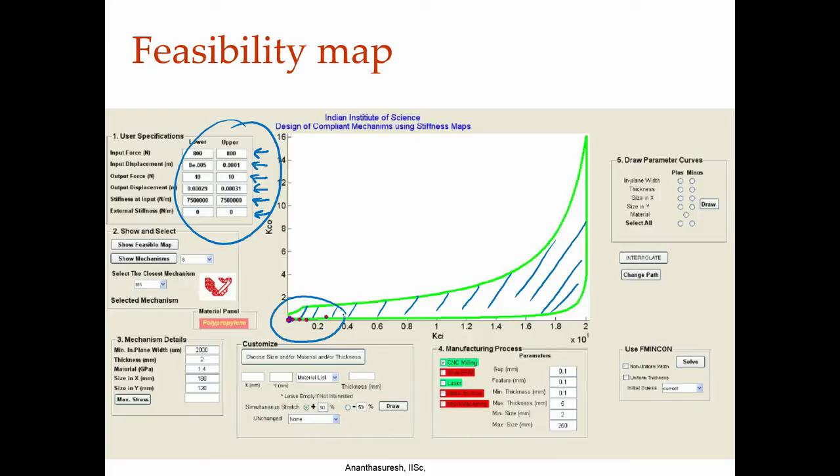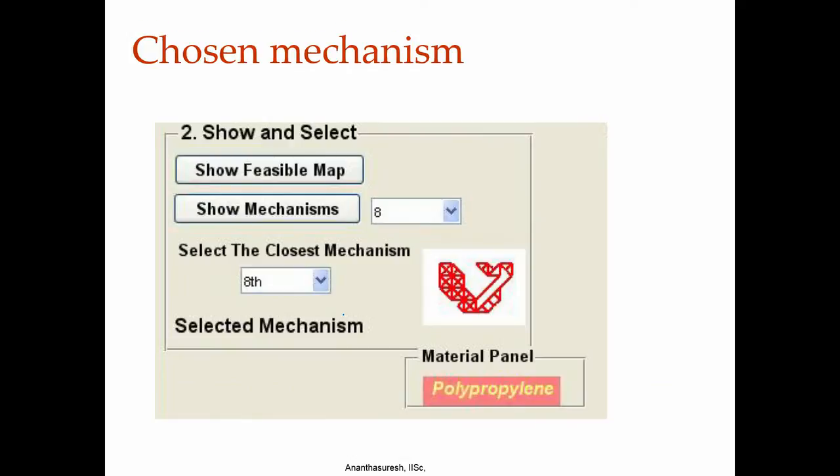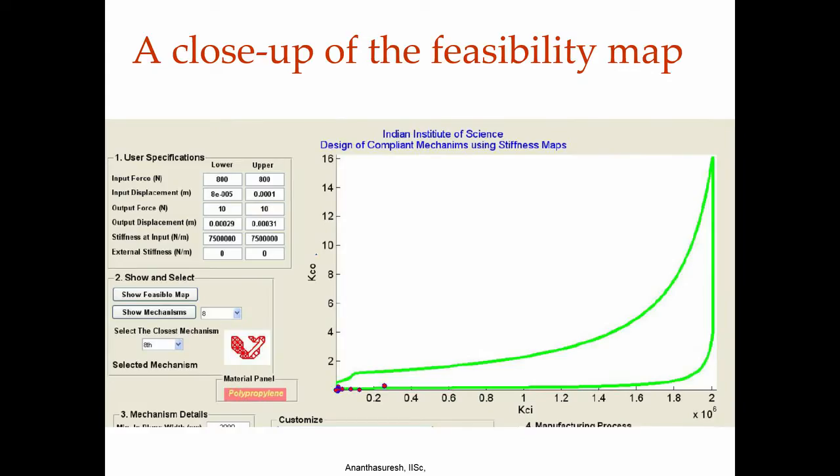We also have a number of mechanisms that are plotted in this KCI versus KCO plot. So, what we have here, if I zoom in a little bit, okay. Here we have KCO and we have KCI and we have the feasibility map. Now, hopefully you can read the numbers that are entered here, okay. 80 microns to 100 microns of input displacement, 800 newtons of input force and all of that.